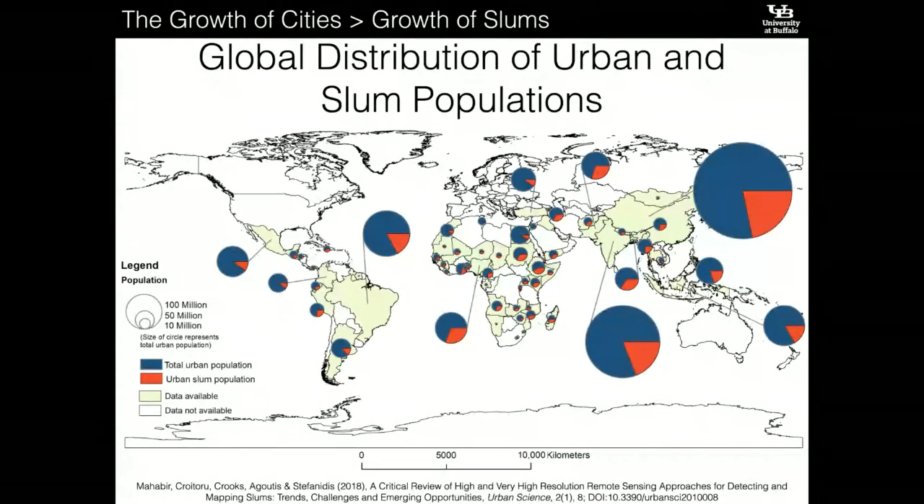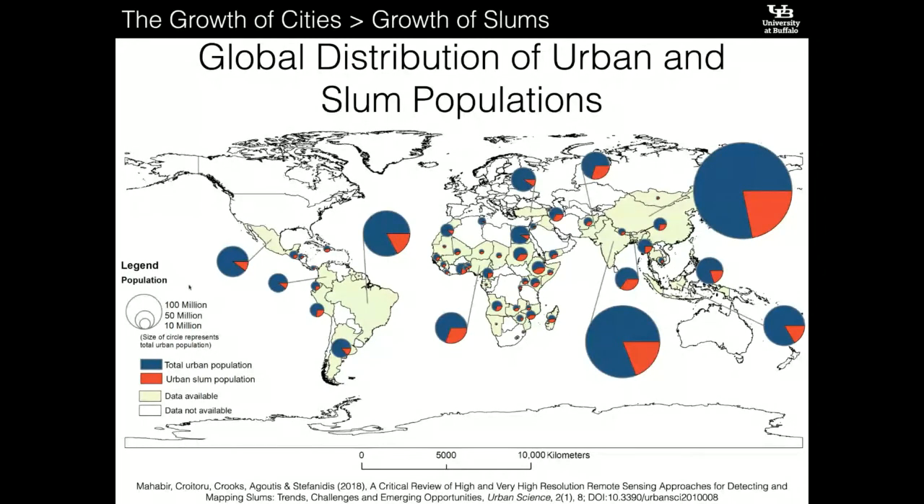And how can we manage these types of issues? This slide here is really just showing you some populations per country versus the urban population. The blue is the total urban population, while the red is the percentage of the slum population in those cities. You can sort of see how slums are a global phenomenon.